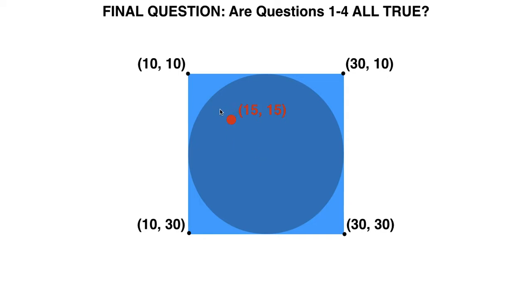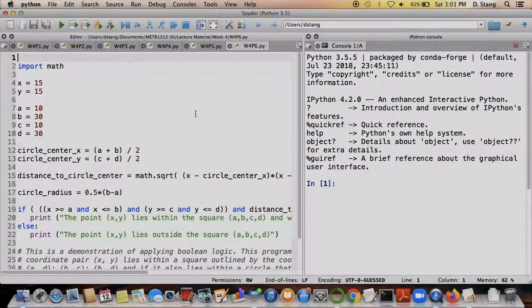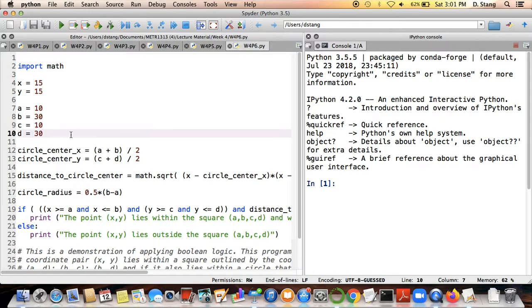From a visual inspection, we can see that we do in fact expect the computer to say the answer to that question is yes. This particular point, x equals 15, y equals 15, lies within the square, and it also is contained within the circle. So right off the bat, we get an idea of what the program should tell us as a final result if it is working correctly. I almost said computer working correctly, but we also hope that is the case as well.